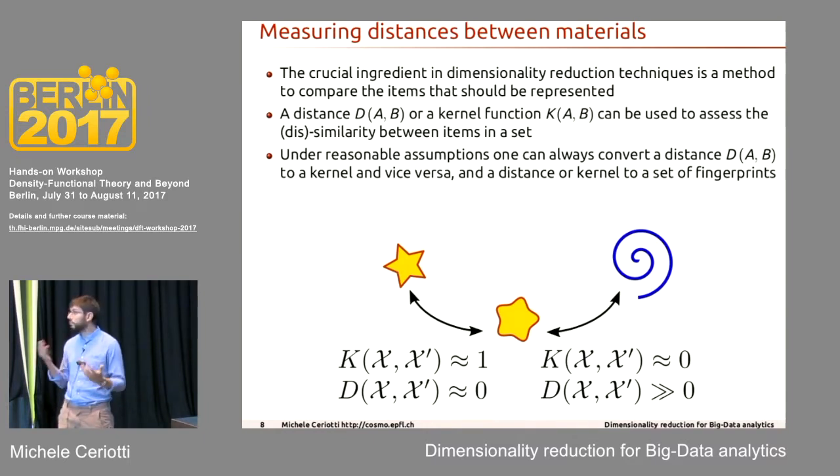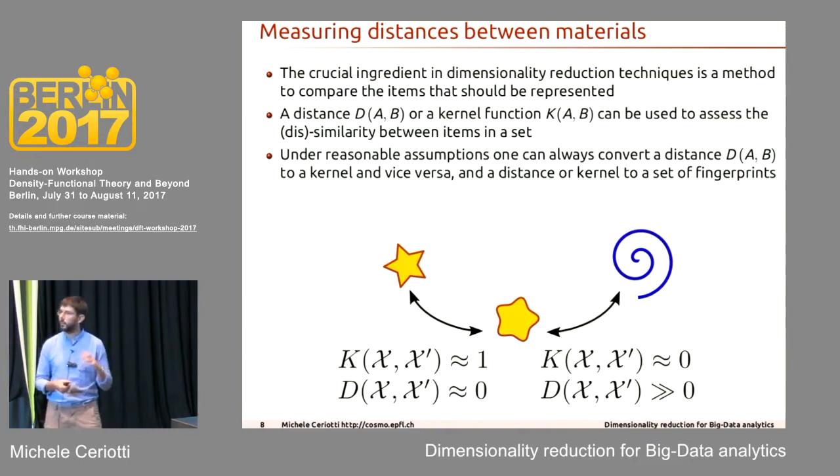And at this point, you have probably already heard the word kernel several times during these 2 weeks, but for all practical purposes, all that I care about is the notion that a kernel is a function that tends to a finite value when the two structures are very similar, and tends to 0 when the two structures are very different. And you always have a mapping between a positive definite kernel and a distance, and vice versa. And actually, if you can define a distance or a kernel, it's also very easy to define data-driven fingerprints.